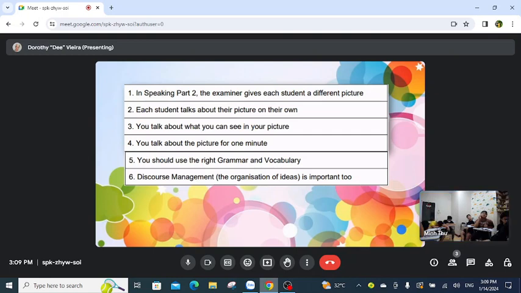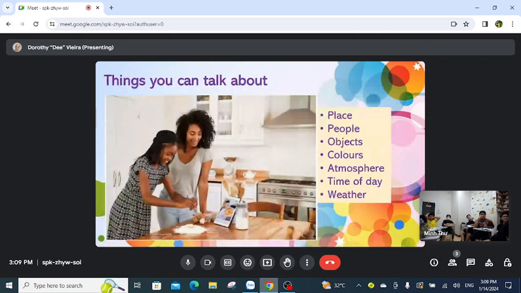Now we're going to look at a photograph or a picture. Here we go. So here is a picture. You may have seen it before. It doesn't matter. We will use it to practice today. So things that you can talk about. I want you to write this in your notebook. The things you can talk about when you describe a picture. The place where it is. The kitchen. The people. A woman and a young girl, maybe her daughter.